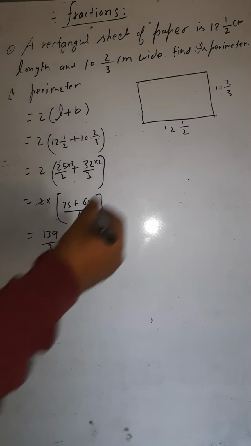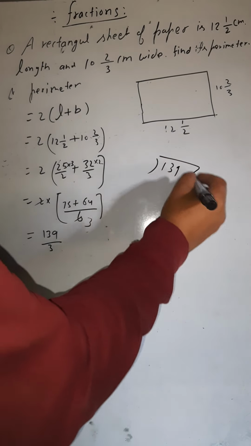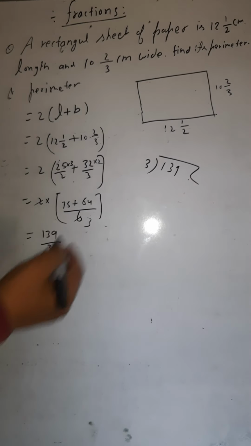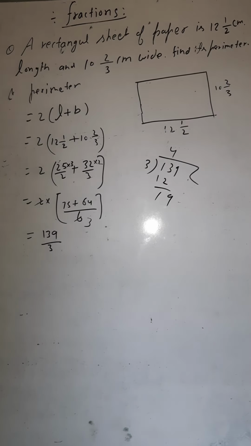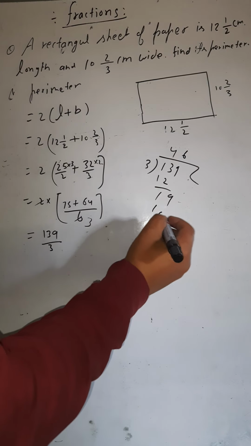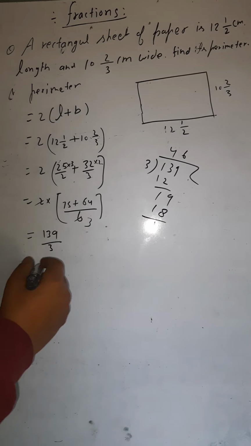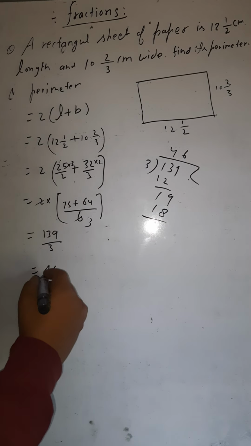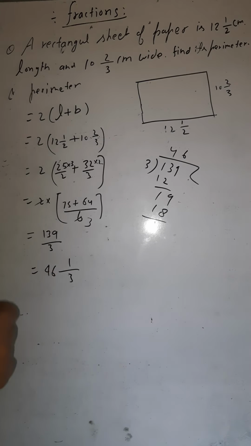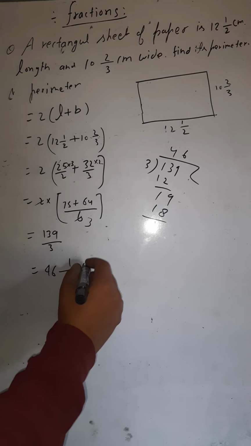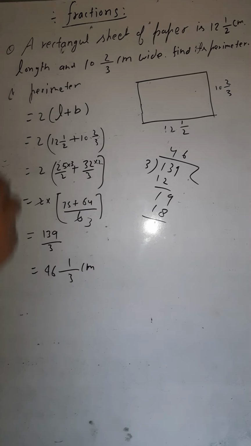I can change it into the mixed fraction by dividing 139 by 3. How many times does it go? 3 fours are 12, 1 and 9 come here now. So 3 sixes are 18. So 1 is remainder. So 46 whole, remainder is 1 by denominator, that is 3. So 46 whole 1 by 3 centimeter. This would be the perimeter of this rectangular sheet of paper. Are you getting this? Just note it down.